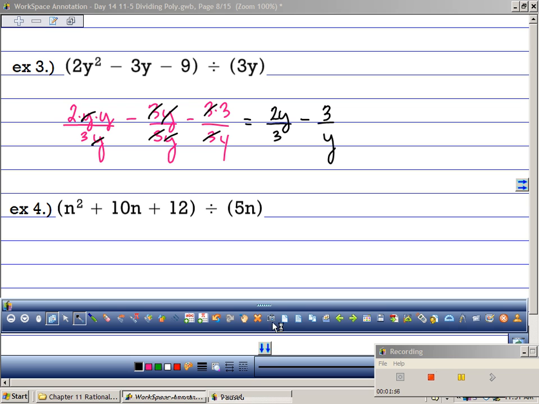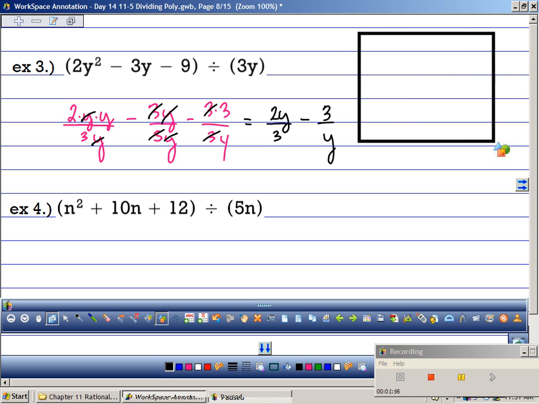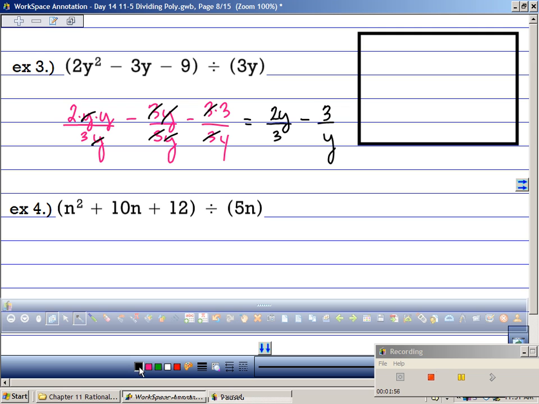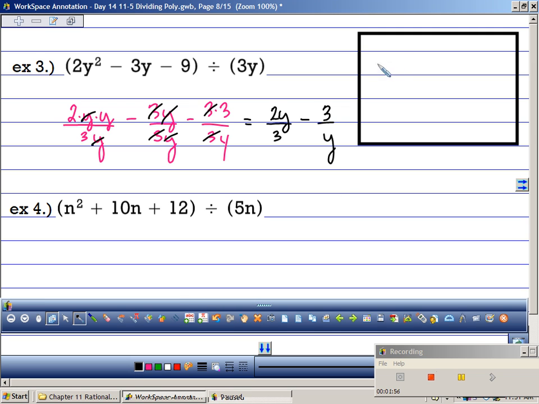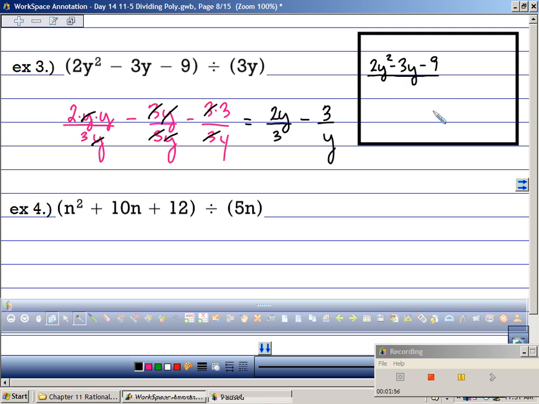The other way we used to do it was 2y squared minus 3y minus 9, all divided by 3y. But see, we can't factor anything out. I guess we could factor it this way.